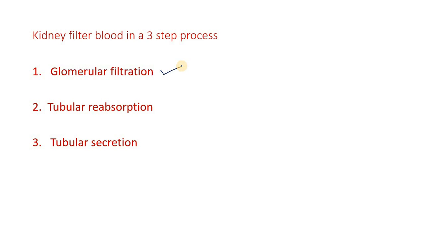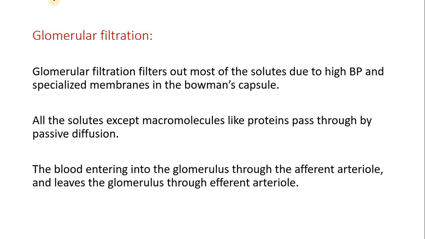Glomerular filtration, which occurs in the Bowman's capsule or glomerulus, is also called renal filtration. Tubular reabsorption, the essential material again reabsorbed through PCT and DCT, comes under tubular reabsorption. And number three is tubular secretion, the unnecessary material which passed out from the kidney is coming under the process of tubular secretion. Now the first process, this is glomerular filtration.